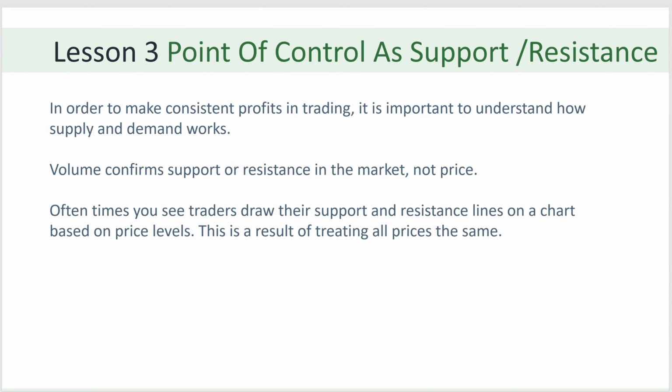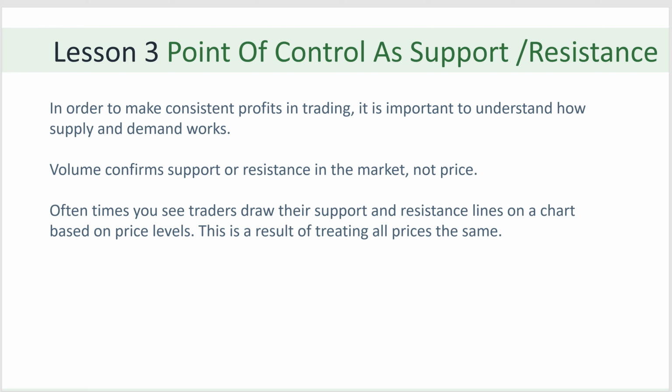Alright, so lesson 3, point of control as support or resistance. Now, in order to make consistent profits in trading, it's important to understand how supply and demand works. And oftentimes people associate supply and demand with support and resistance. Now, volume is going to confirm support or resistance in the market, not price.